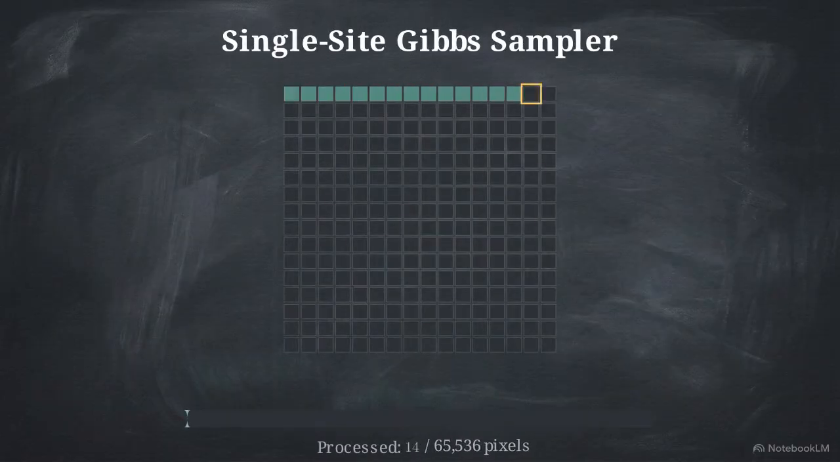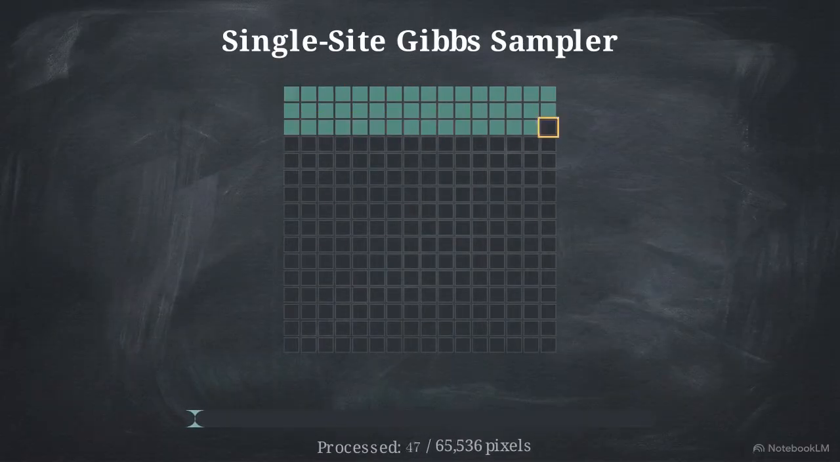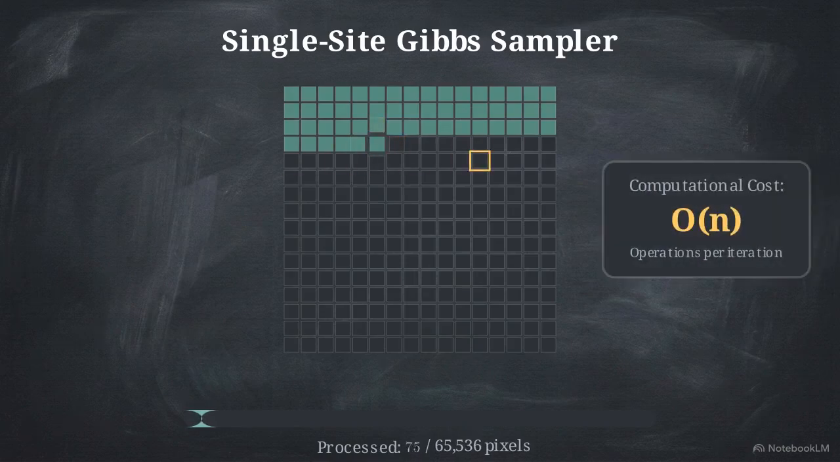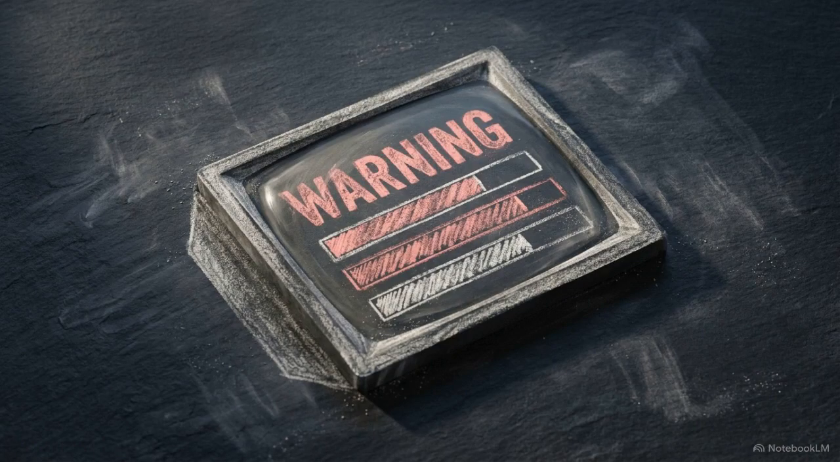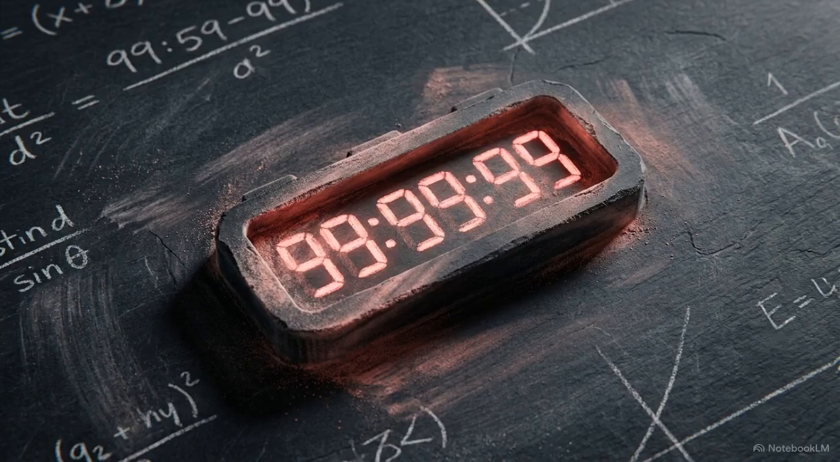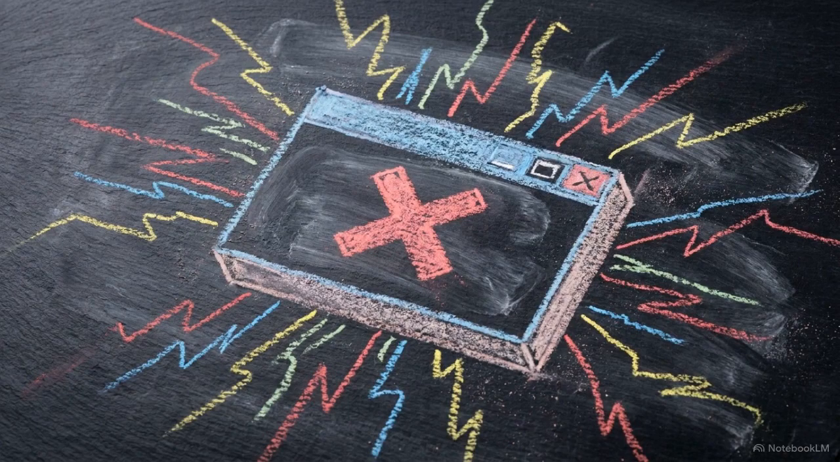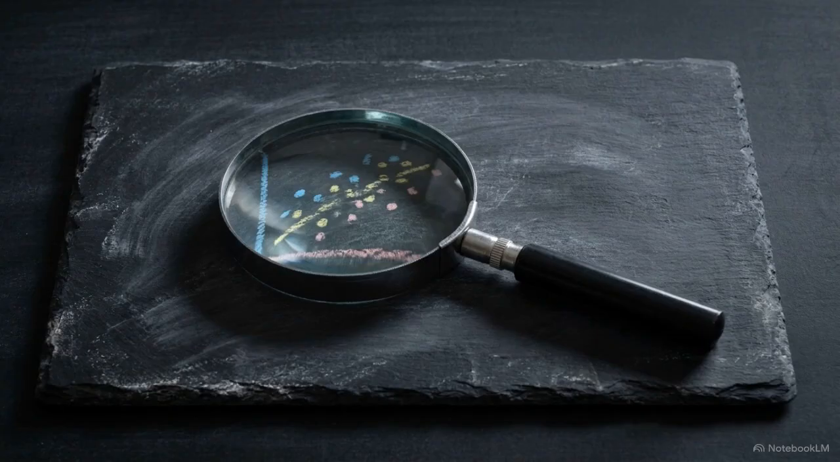A standard approach relies on a single-site Gibbs sampler, which moves through the image and iteratively updates one pixel at a time based on its neighbors in O of n operations. While functional, MCMC methods come with significant computational costs, including long burn-in times, persistent Monte Carlo error, and the constant need to verify convergence.